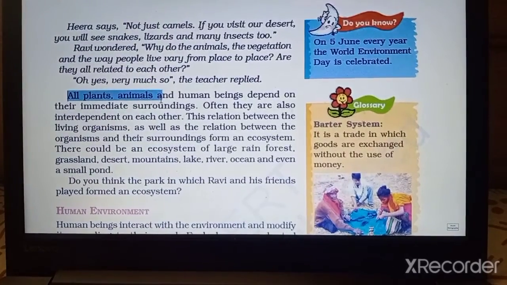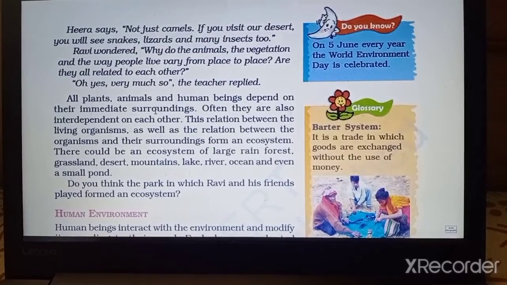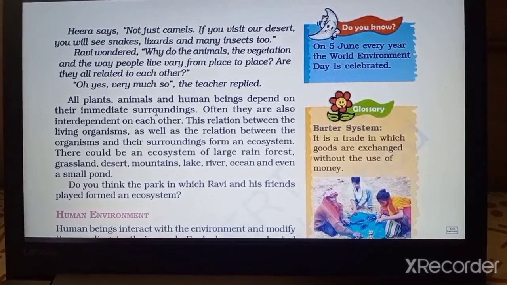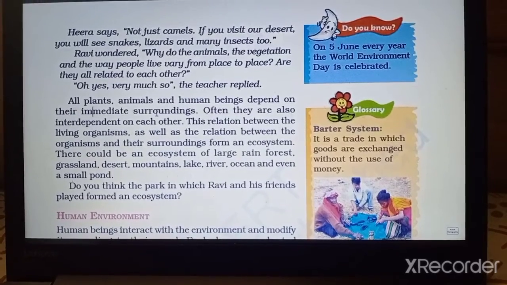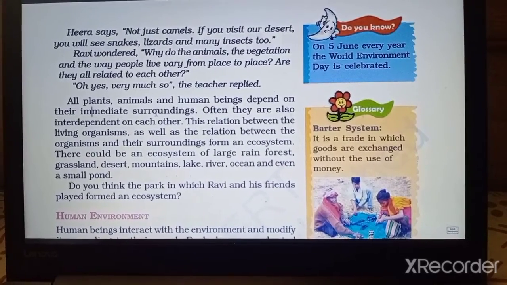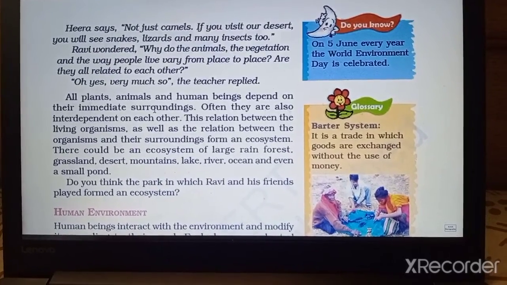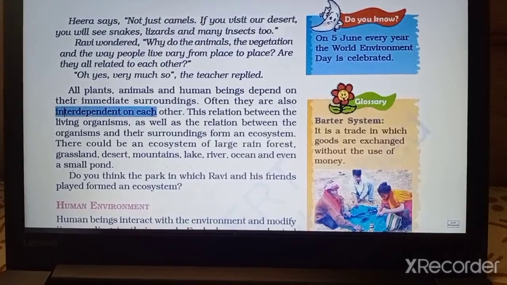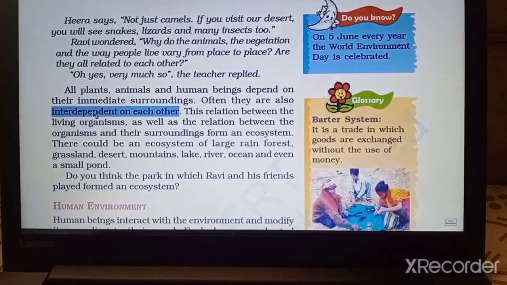All plants, animals and human beings depend on their immediate surroundings. That is true, right? We are dependent on food, shelter, and other things. Similarly, animals are dependent on food and other things. We are dependent on our surroundings. We need things from our surroundings in order to survive. Often they are also interdependent on each other. Again, food. Food is the crucial thing which makes us interdependent.